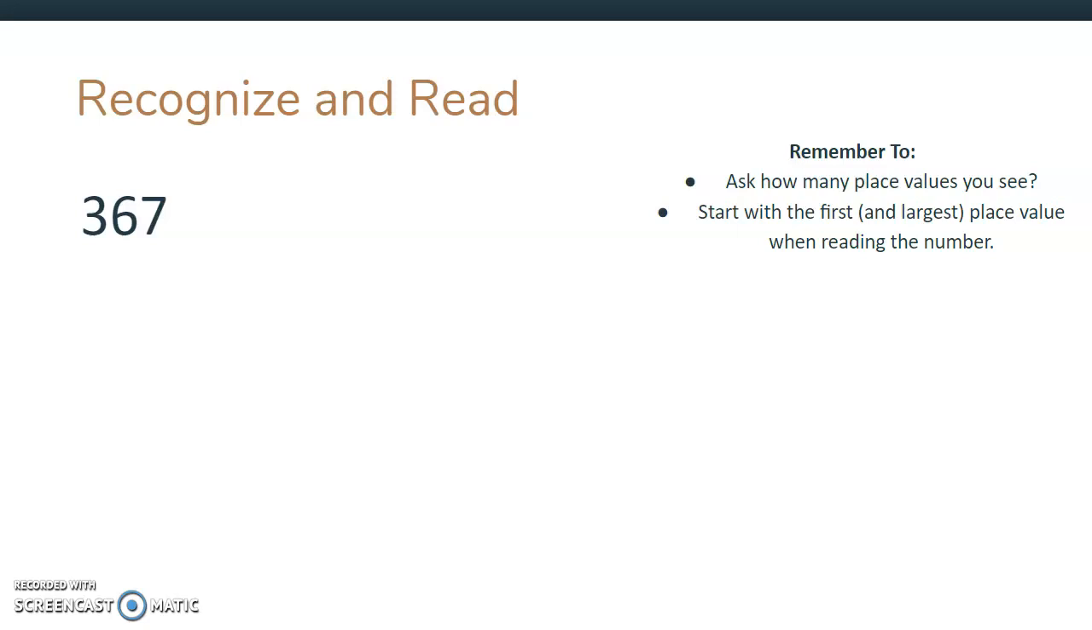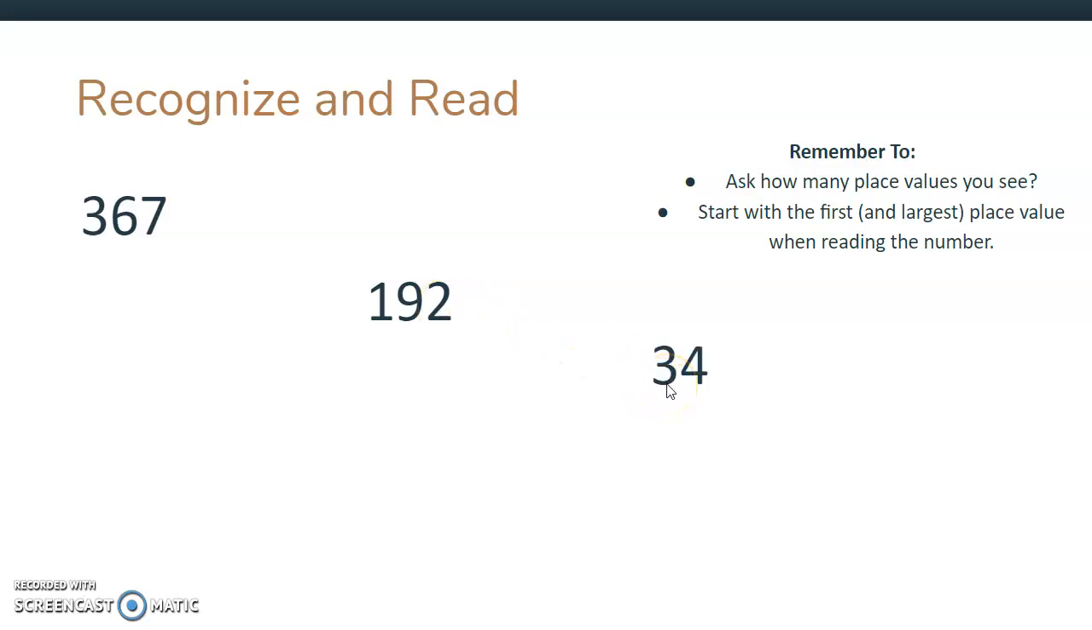So I know my first number is going to be an amount of hundreds that I have. I'm going to start with the largest place value when reading the number and read all the way from the left to the right. So I have 300. I have 367. This number is 367. Let's go to our next number. Start at the left, 192.